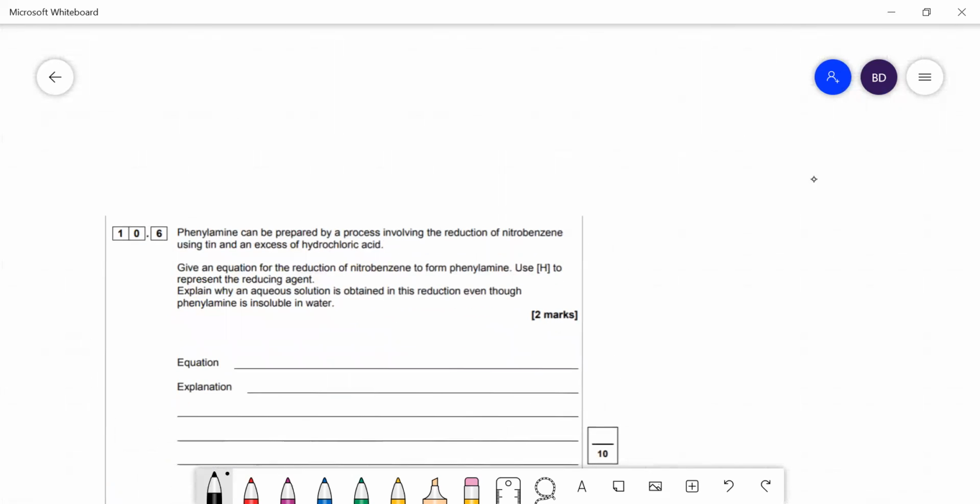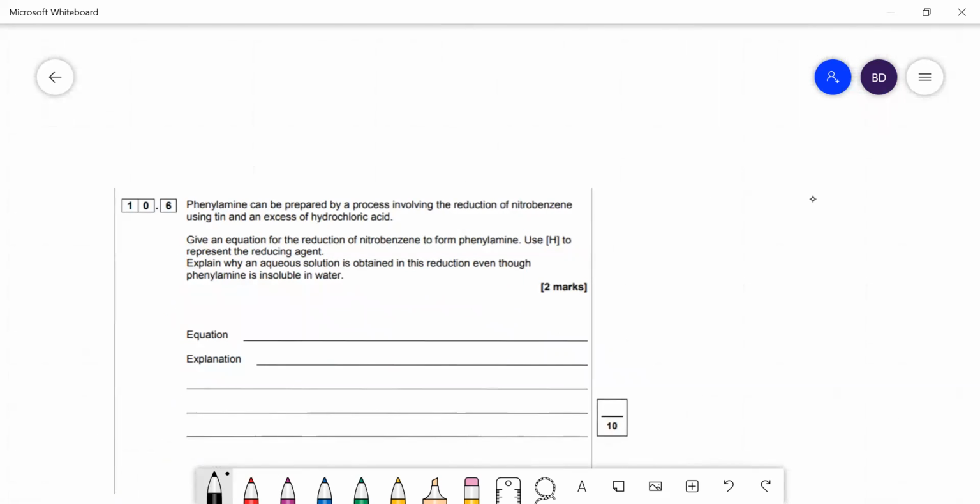Phenylamine can be prepared by reducing nitrobenzene. So here, if we've got NO2 on there, that's the usual way of making it. So you reduce that by getting rid of the oxygens, replacing them with hydrogens. So you get NH2. That's what we've got to do.